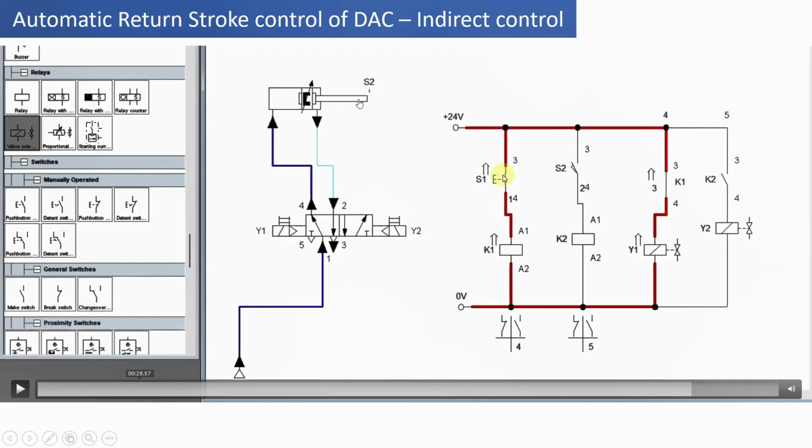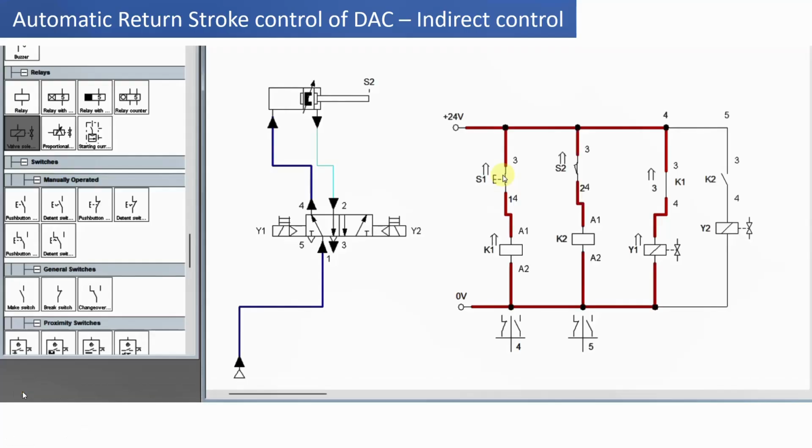Now as soon as this piston rod touches this switch S2, the switch S2 will get closed, relay K2 will get energized, and which in turn will close this switch, and Y2 will get energized and will get the right envelope mode, and the return stroke will start. So this is the automatic return stroke, as you can see.